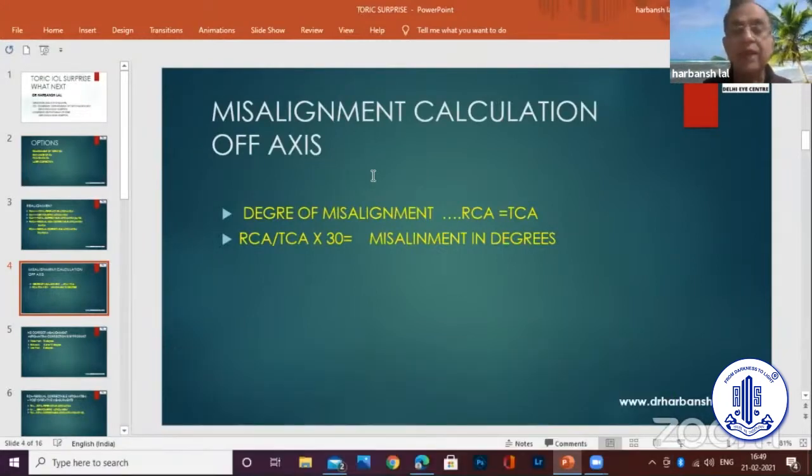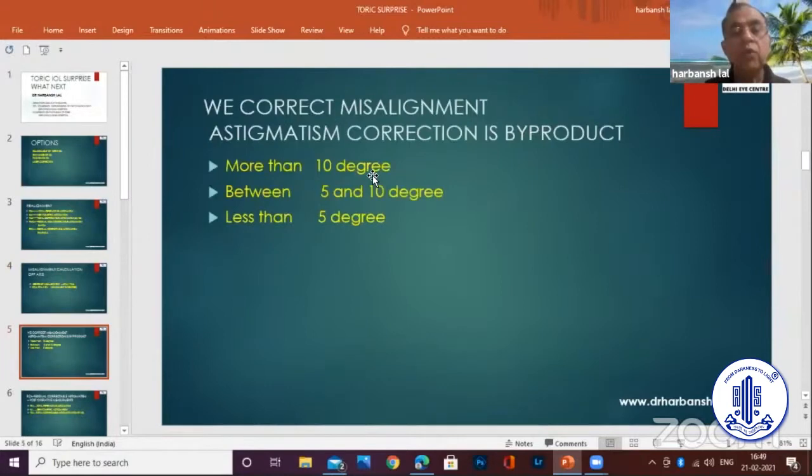With that in mind, if we know how much is the misalignment, we know that if the misalignment is more than 10 degrees, then we can go in and try to correct it. Between 5 to 10 degrees is questionable, and below 5 degrees, we would not like to correct it because we are not 100% sure whether the realignment is going to help.